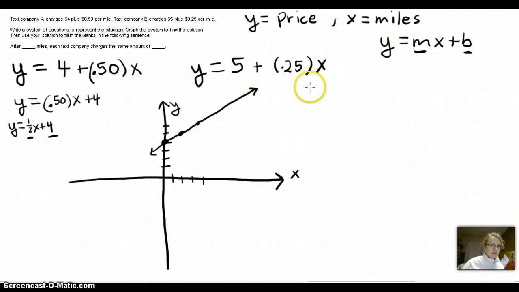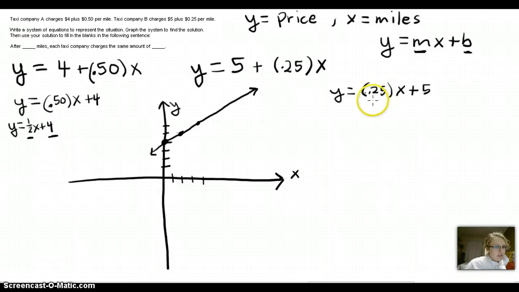Our next equation, let's get this in y equals mx plus b form. We want to first switch the order, so y is equal to 0.25x plus 5. But we know that 0.25, that's like a quarter, so we can write that as 1/4. So y is equal to 1 over 4 x plus 5.